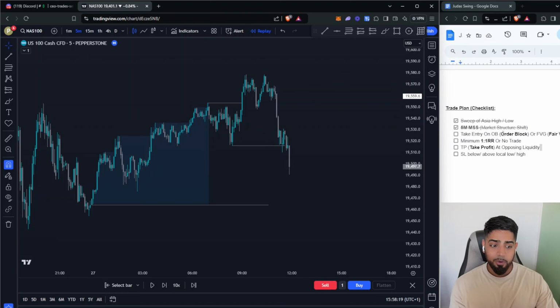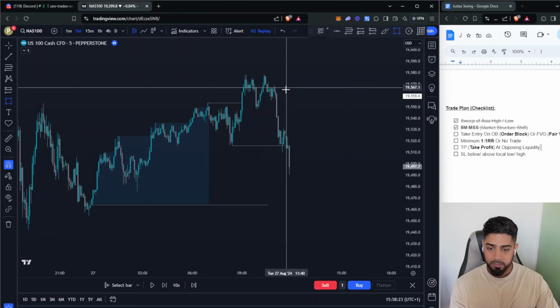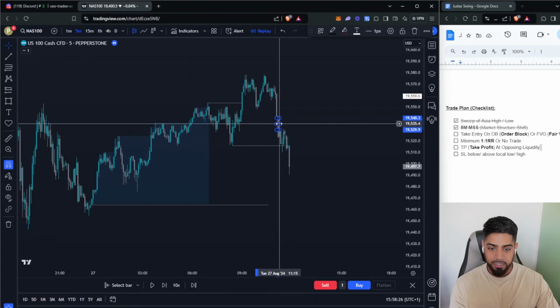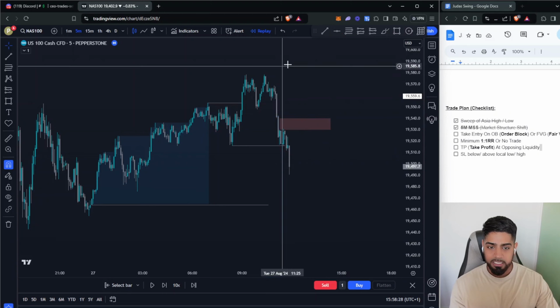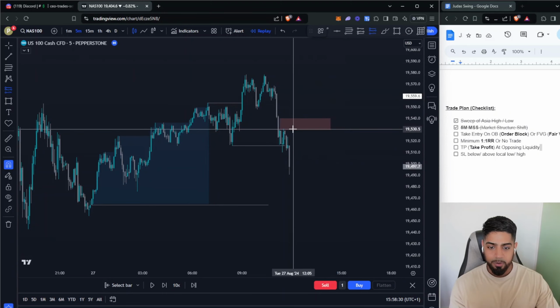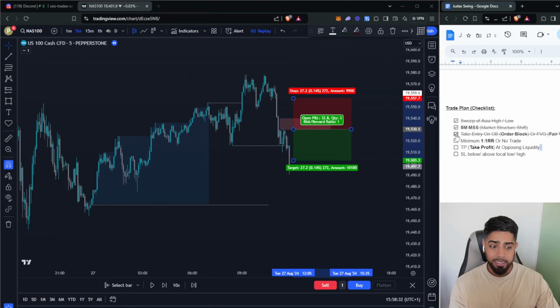We then take our entry at the order block or the fair value gap that caused the market structure shift. So in this case, we're going to identify that there's this massive fair value gap right here, and we're actually going to take our entry right there. So we can tick that off.